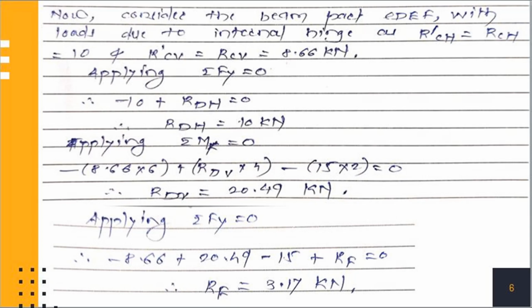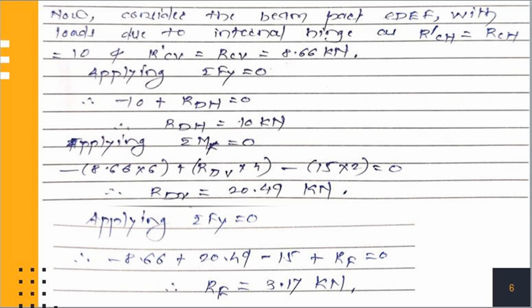First of all, resolving all the forces in vertical directions and applying condition of equilibrium, that is applying summation Fy is equal to 0. Here 10 kilonewton will act in downward direction, therefore it should have negative sign, and RDH is acting in upward direction, therefore it should have positive sign. Therefore we get RDH is equal to 10 kilonewton.